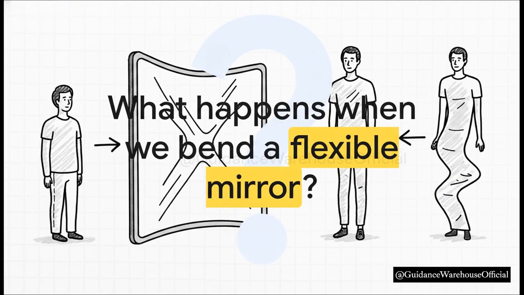Think about standing in front of one of those crazy carnival funhouse mirrors. You know the ones. Instead of a flat, perfectly accurate reflection, what does it do? It totally distorts, stretches, and squishes your image vertically and horizontally, making you look completely different.